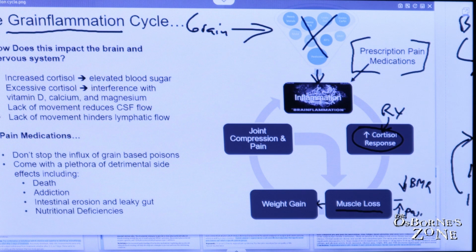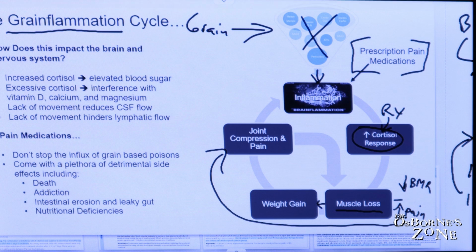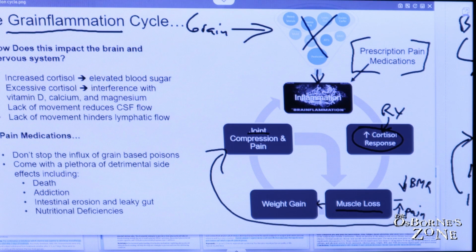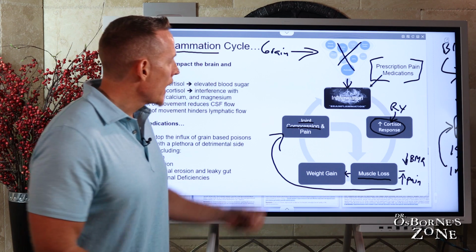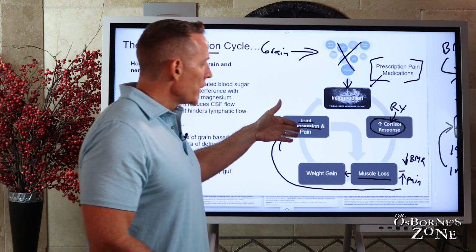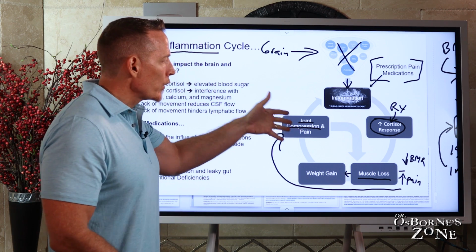When we have muscle loss, around the bend here, we get muscles tightening up. They're shrinking. They're atrophying. And so what do we get? We get joint compression. And when we have joint compression, when we go to walk, when we go to move, that increases our pain, right? And when we have pain, what do we do next?